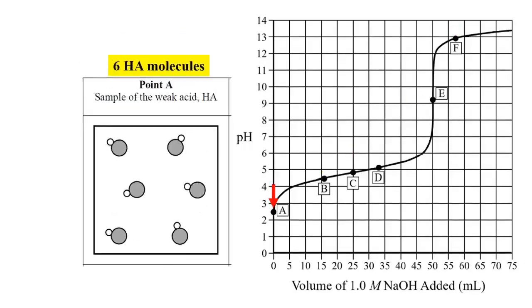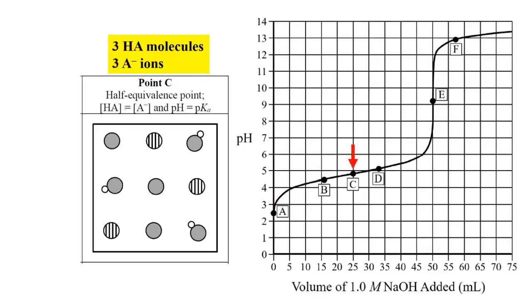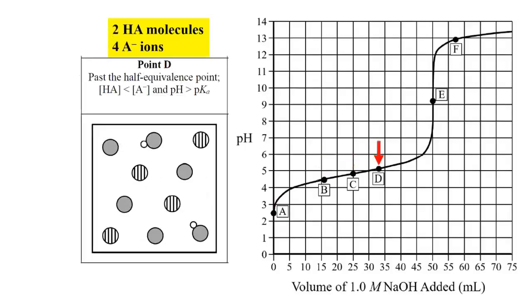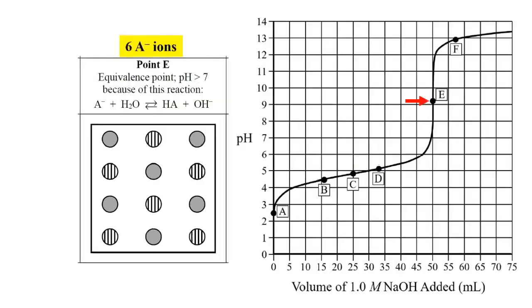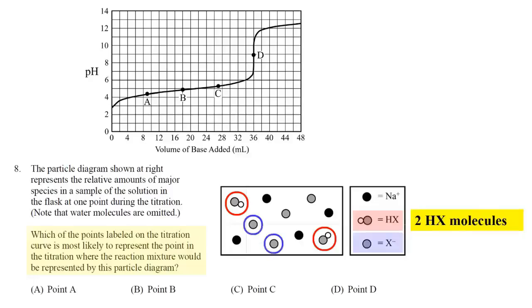So once again, 6 particles of HA. Now I have 4 HA and 2 A-. I have 3 HA and 3 A-. Now I have 2 HA and 4 A-. And then all 6 are A-. Okay, let's go back to look at the diagram here. I'm going to count the HX particles. I have 2. So 2 molecules of HX. Now I'm going to count the X- particles. And I have 1, 2, 3, 4. So 4 particles of X-.